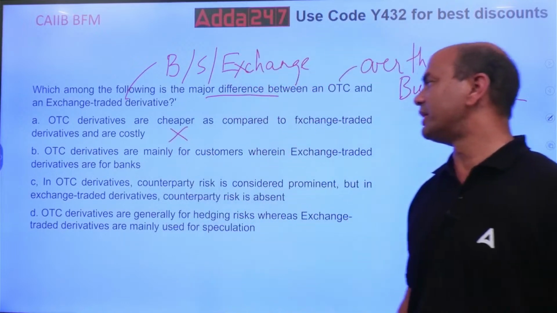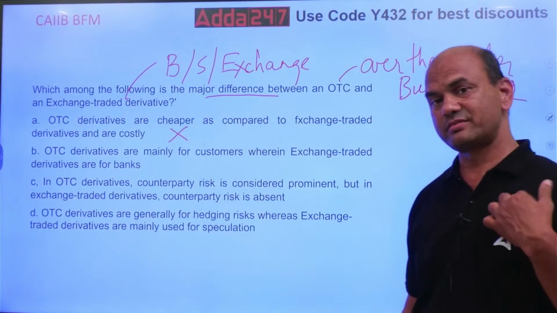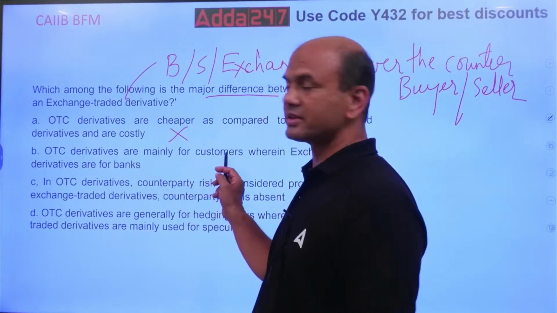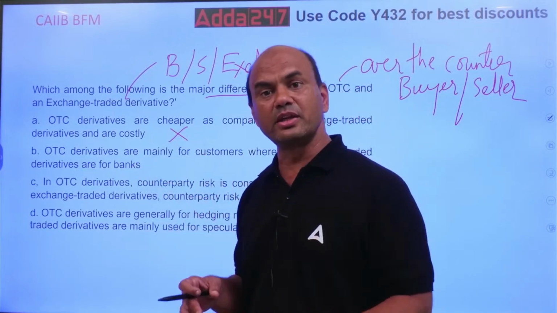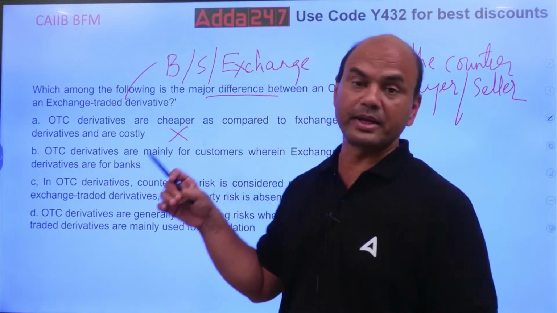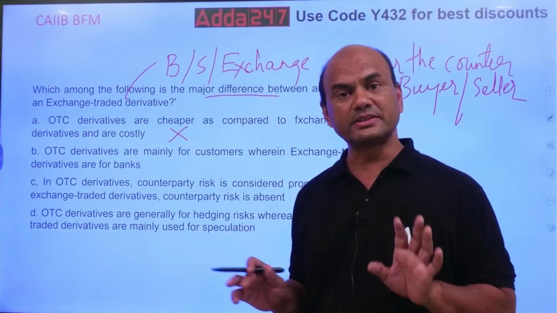OTC derivatives are mainly for customers, whereas exchange traded derivatives are for banks. You mean to say OTC are mainly by customers. So we are dealing with the customers only. It can't be with the banks. And ETC are for the banks. Means in ETC, customers can't deal. Only banks can deal. Is it so?